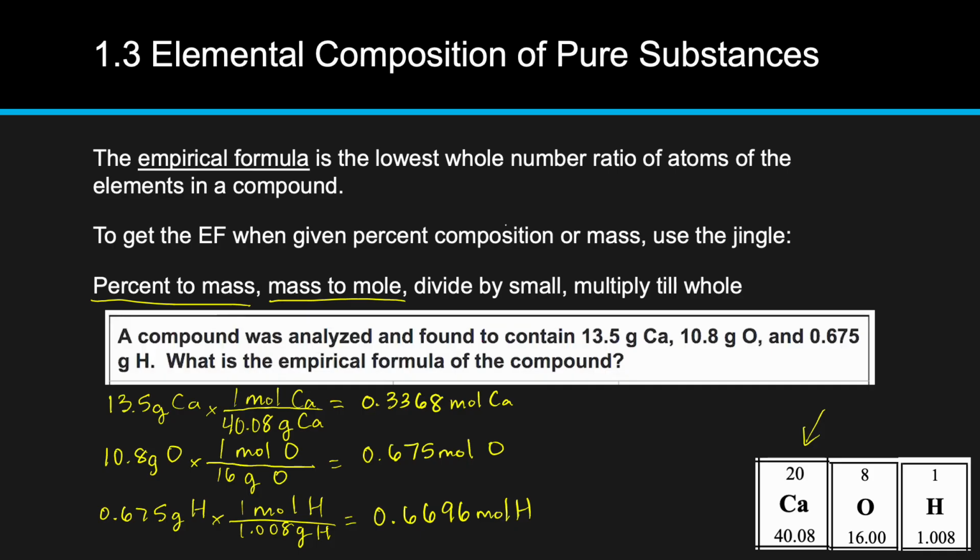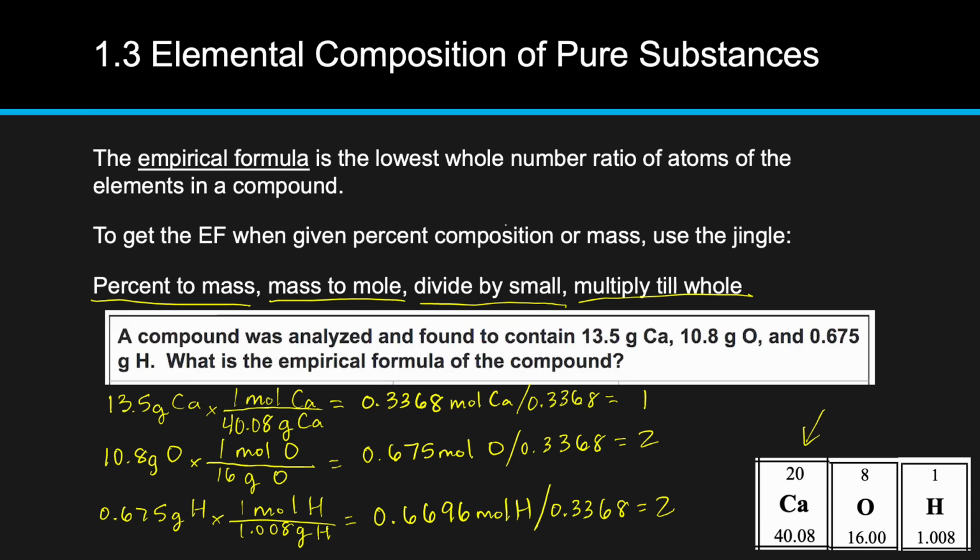So now that we have our moles, we're going to go ahead and divide by the smallest one. The smallest one is going to be calcium, 0.3368. And these are both going to be about 2. And then the last step is multiply to whole. These are already whole numbers, so we do not have to do that step.